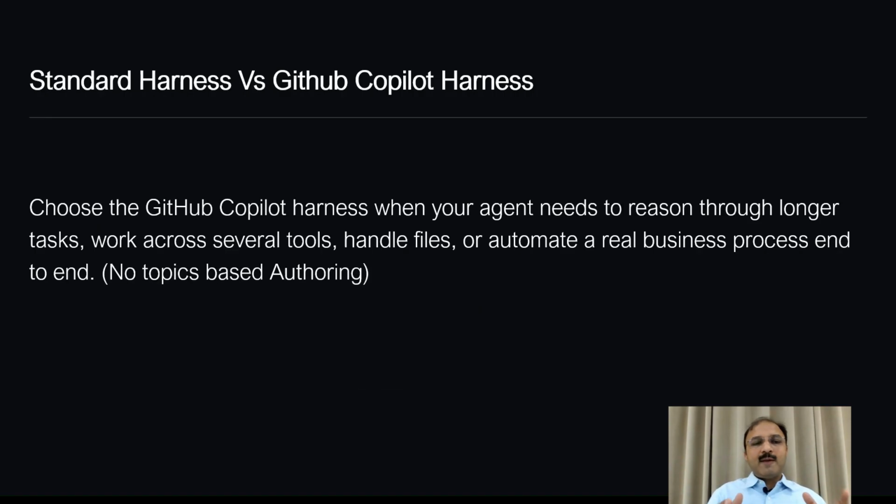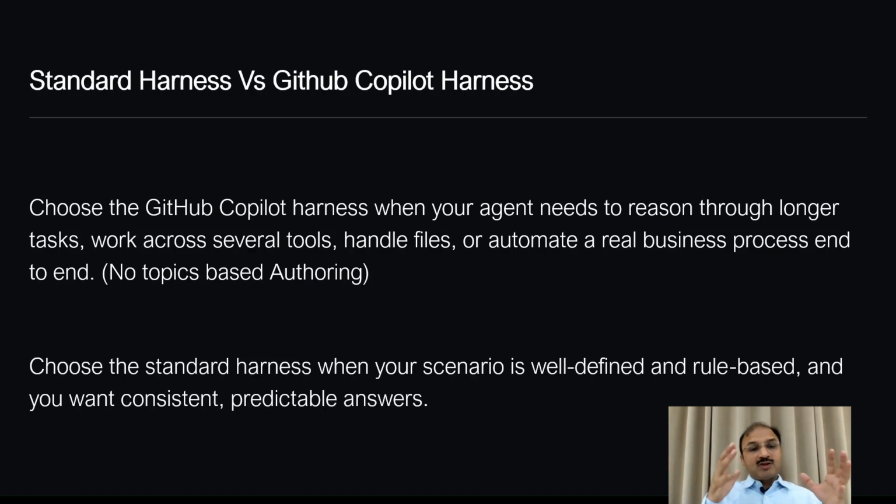So when to use the GitHub Copilot Harness? When your agent needs to reason through longer tasks, work across several tools, handle files and automate a real business process end to end for complex scenarios. And please notice that in the new Copilot Studio Experience there are no topics. Instead we have skills. The standard harness is useful when the scenario is well defined and rule based and you want consistent and predictable answers. So in the standard harness we have topics to write the logic, whereas in the GitHub Copilot Harness you don't have any topics, we have skills for this. We'll talk about this in more detail when we make agents and workflows.